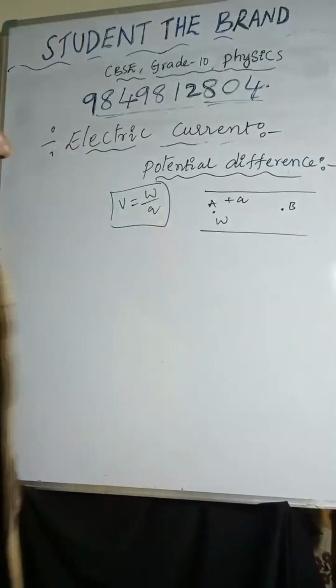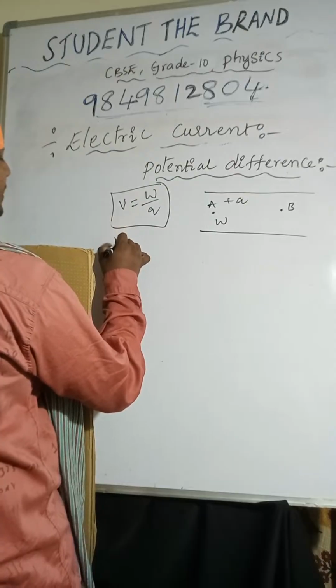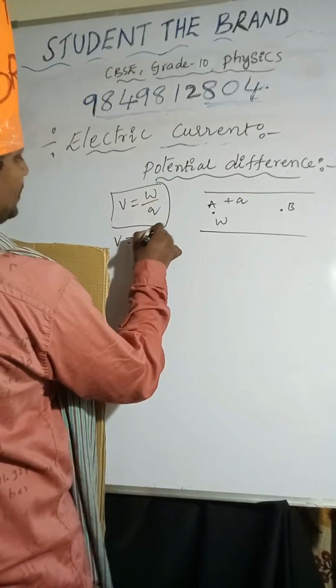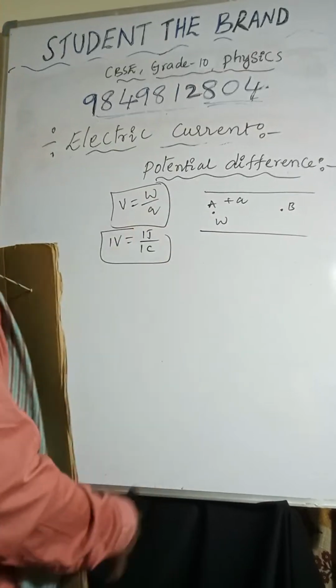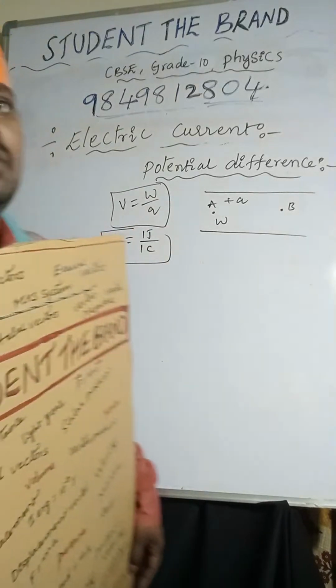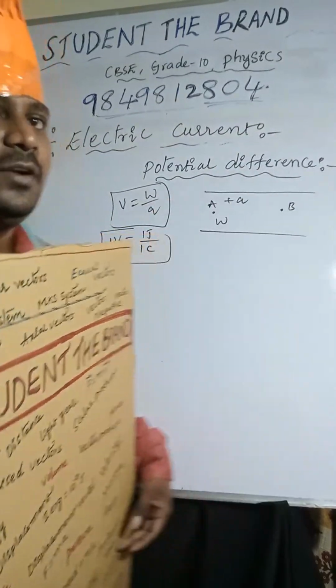I hope it is very clear, right? Next one. The SI unit of potential difference is volt, the SI unit of work is joule, and the SI unit of charge is coulomb. So 1 volt is equal to 1 joule of work done to bring 1 coulomb of charge from one point to another point. I hope it is very clear.